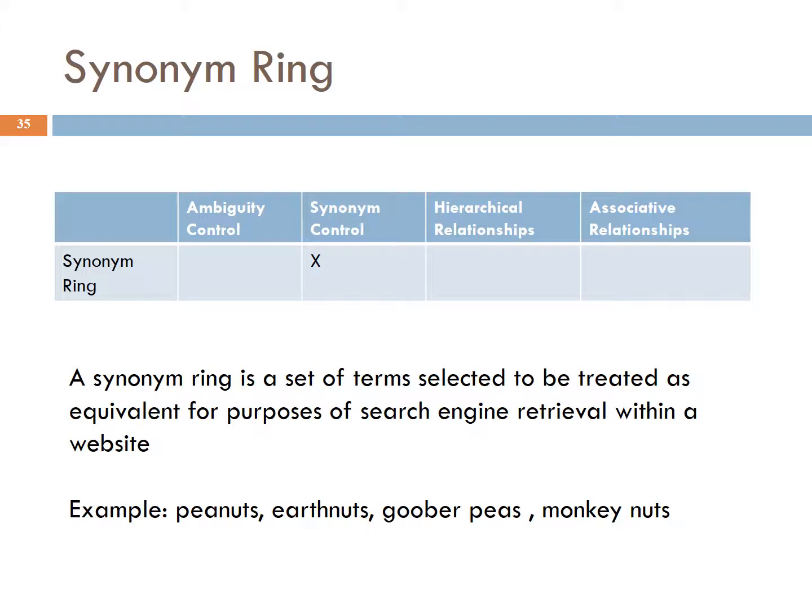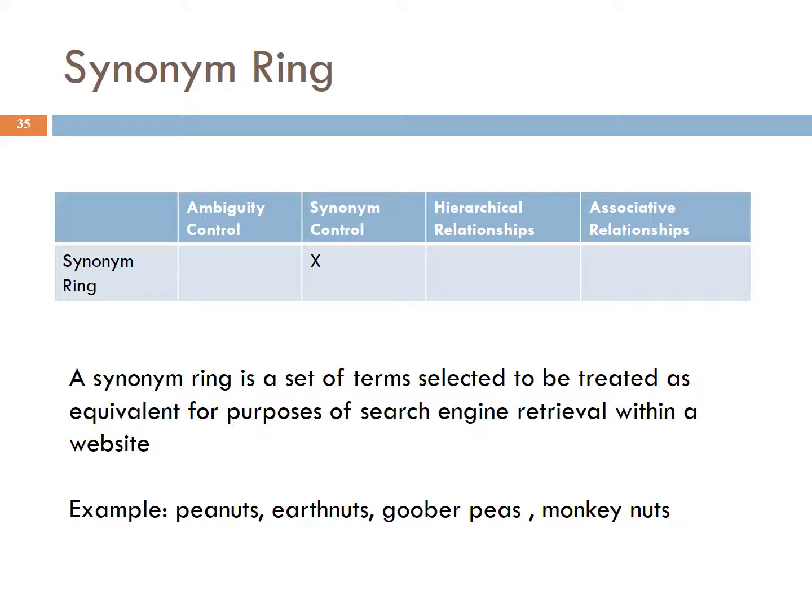A synonym ring is a set of terms selected to be treated as equivalent for the purposes, again, of search engine retrieval within a website. They form a ring because none of the terms is selected as the preferred or authorized term. They are all equivalent to one another. Our example of peanuts, earth nuts, goober peas, and monkey nuts could be considered and entered as a synonym ring.